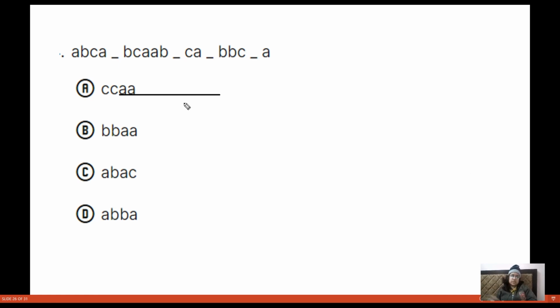Now look at this question. We have A, B, C. Then we have A gap. Then we have B. Then we have double. Then we have C double A B. Then dash. Then C A. Then we have B B C. Then dash. Then A. Okay, so now obviously we'll start filling with something.